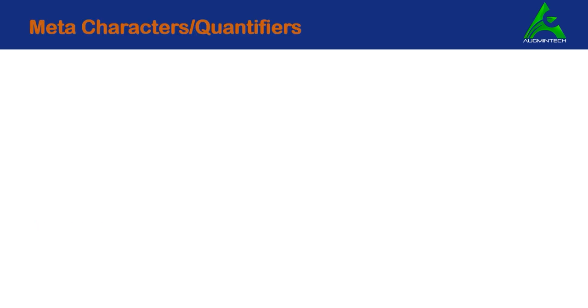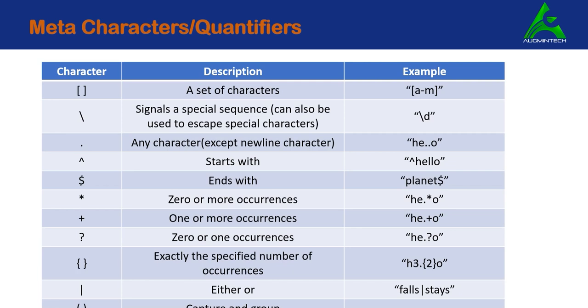Now let's see what meta characters or quantifiers are. Here we have a table that shows the meta characters, the description, and the example. First we have square brackets, which describe a set of characters. Then we have the backslash. It signals a special sequence and can also be used to escape special characters. Dot matches any character except the newline character. Then we have the caret that matches the start or beginning, and dollar that matches at the end.